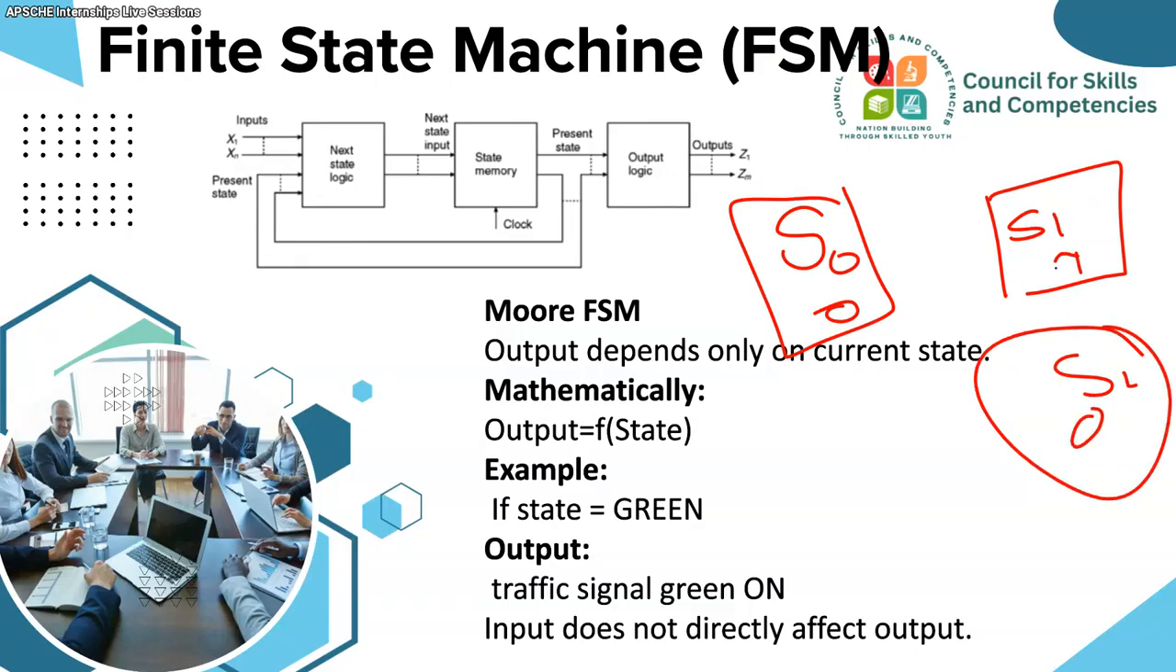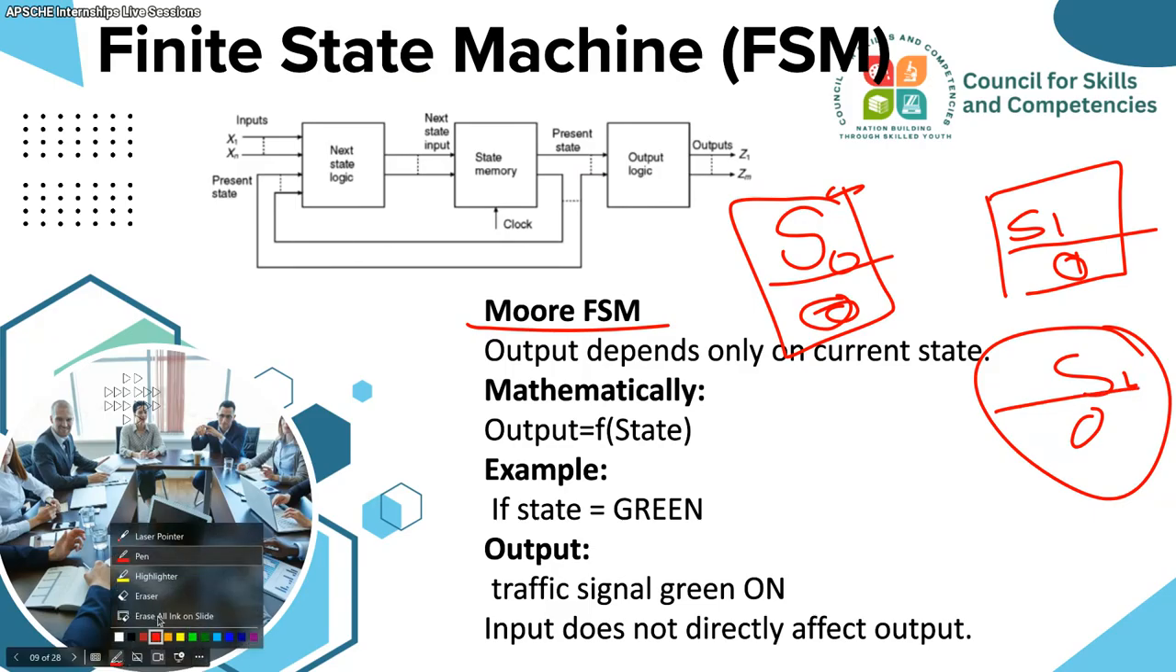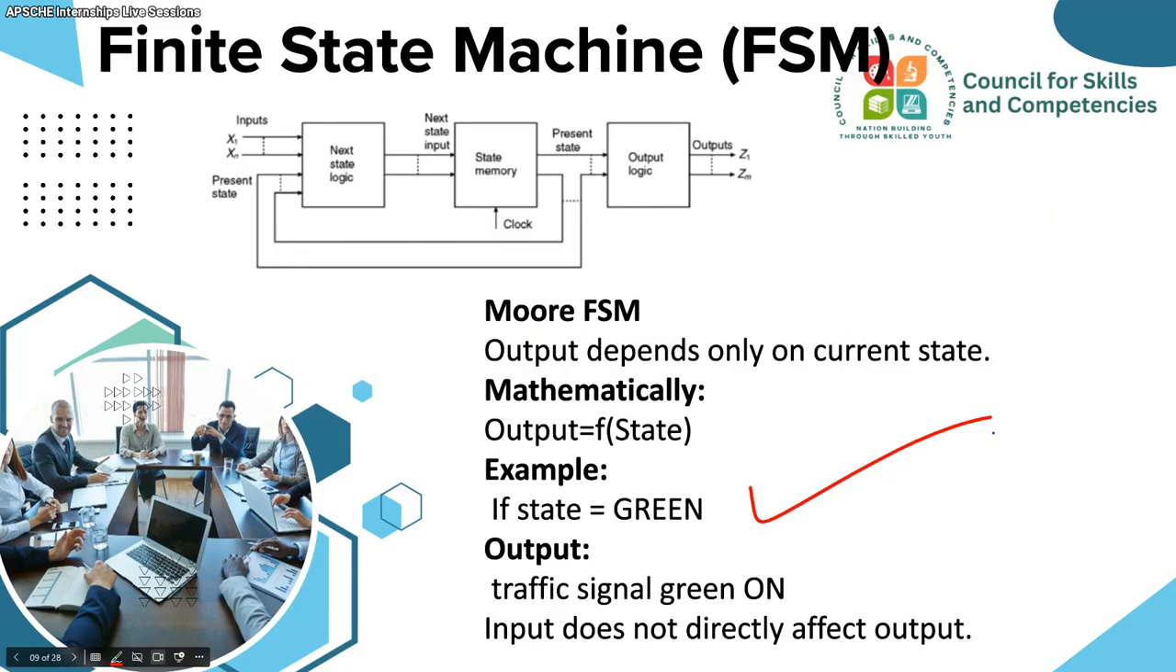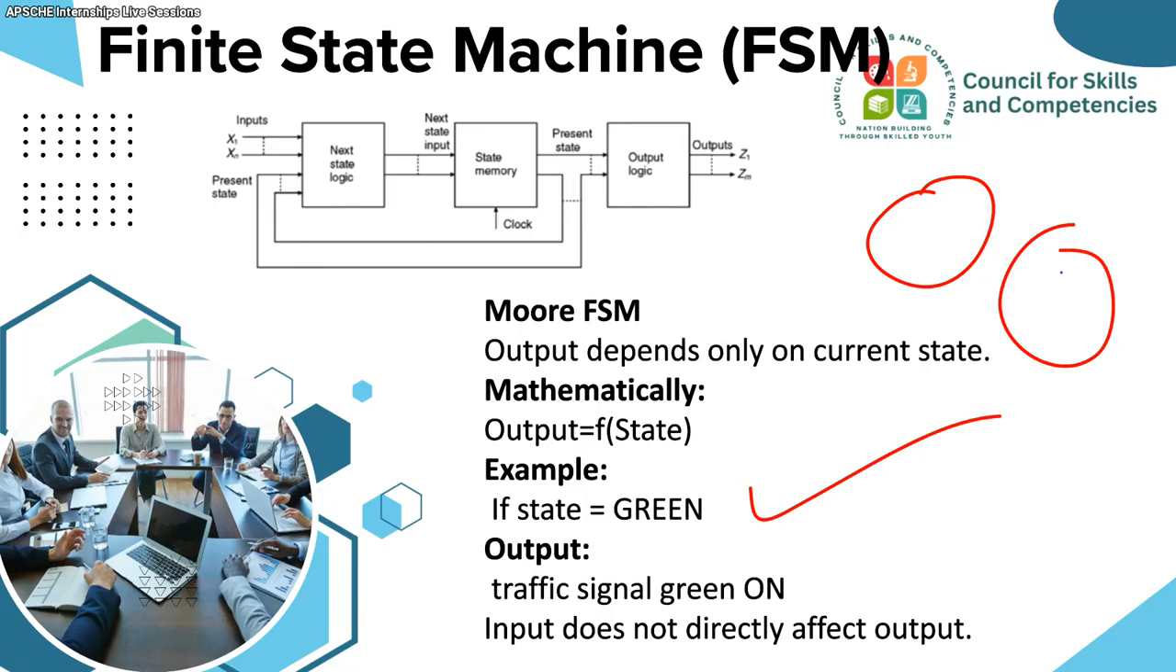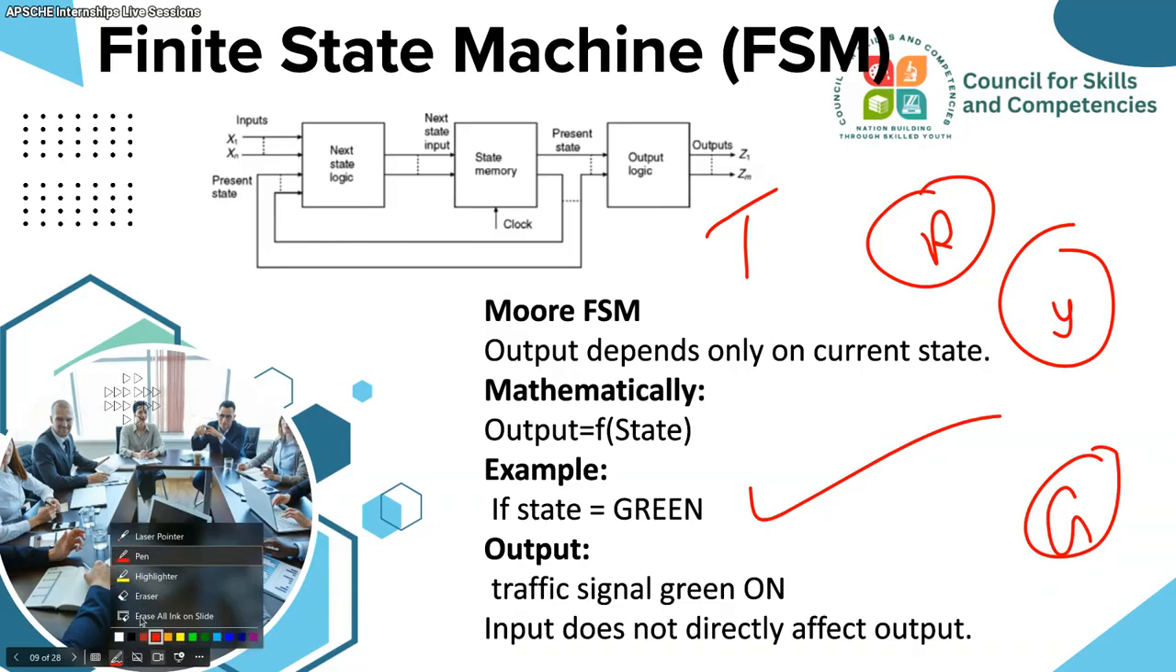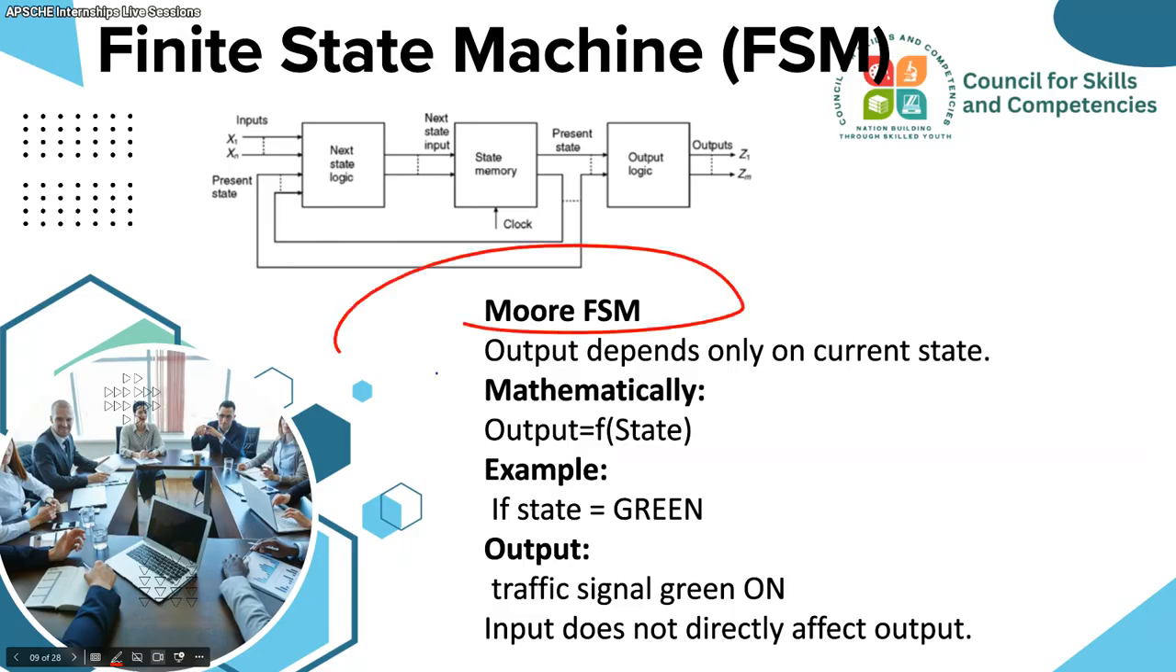It is not that for one state you can keep it as 1 and also as 0. Depending on the input, whether it changes the state or not, that is different. But in the Moore machine, the output for the state is fixed. That is what you have to understand. For example, take the traffic light: for one state the output is fixed. For this state it has to be red, for this state yellow, for this state green. That's it, no other thing. So this is called the Moore machine.